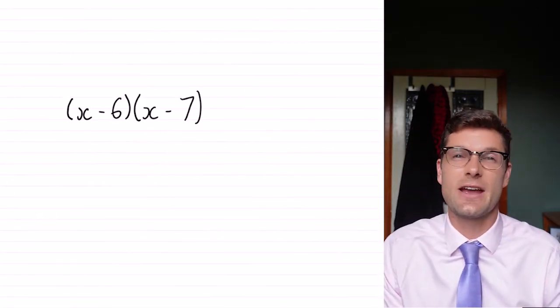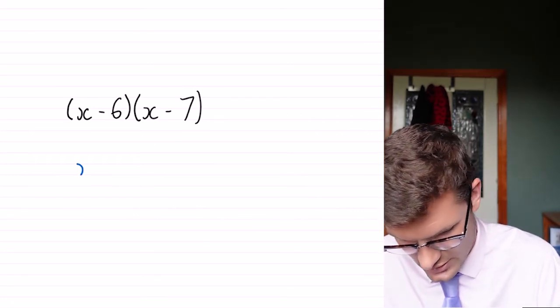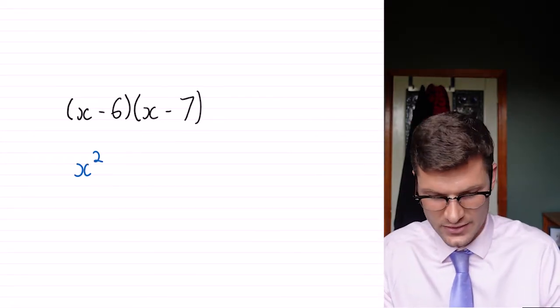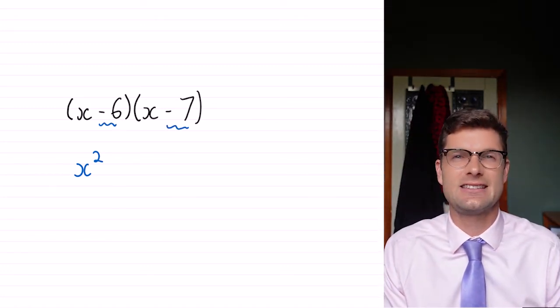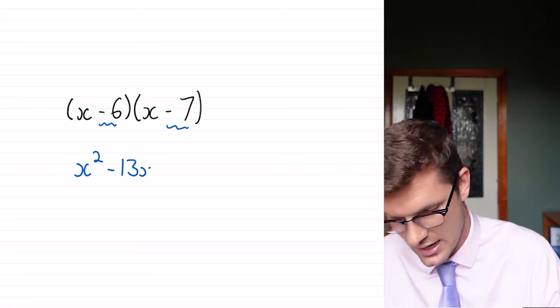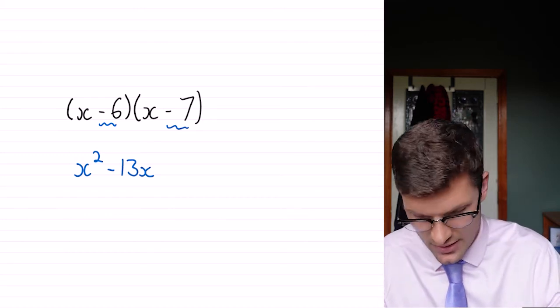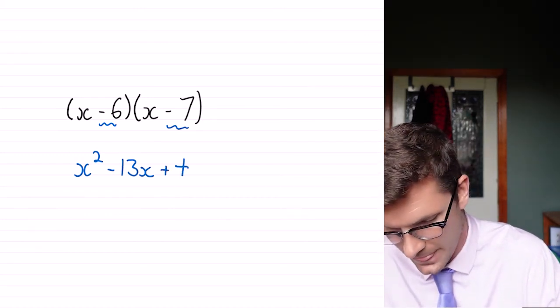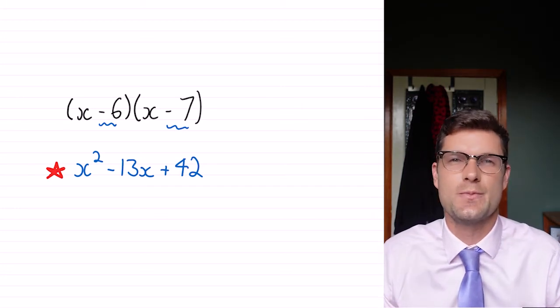One more example just to make sure it works with negative numbers as well. For this one, we've got X squared because we always do. The second term is the addition of these two. So minus 6 plus minus 7 is minus 13X. And then we just multiply these. So minus 6 times minus 7 is plus 42. That is our correct answer, and that's all we've got to do.